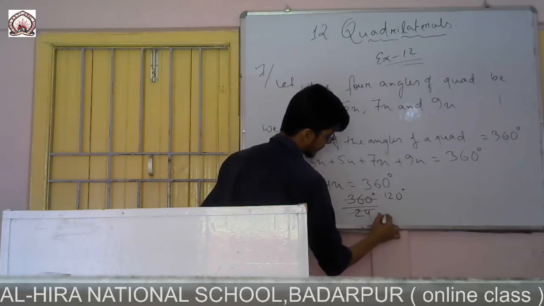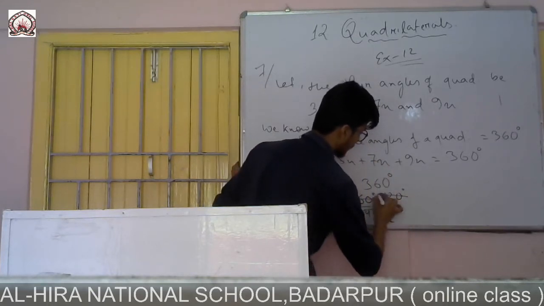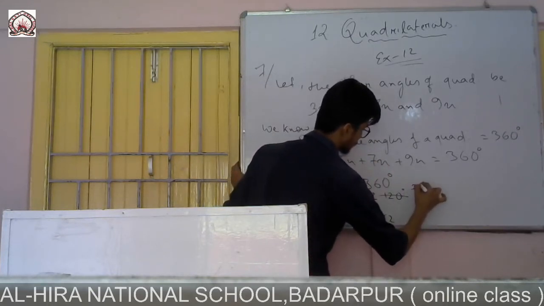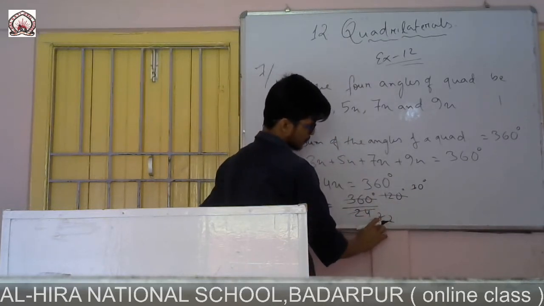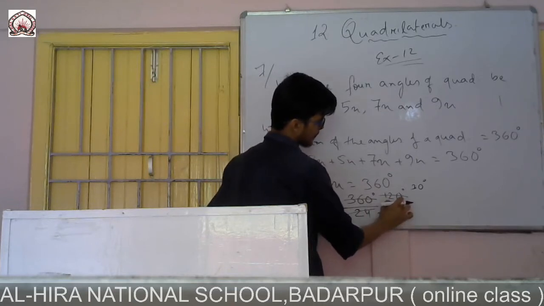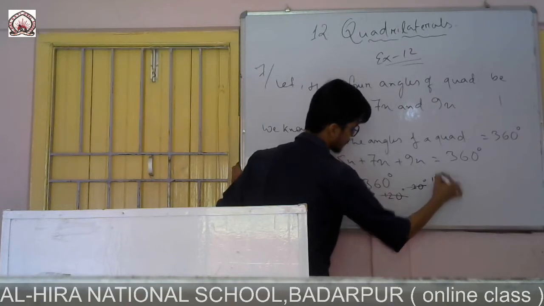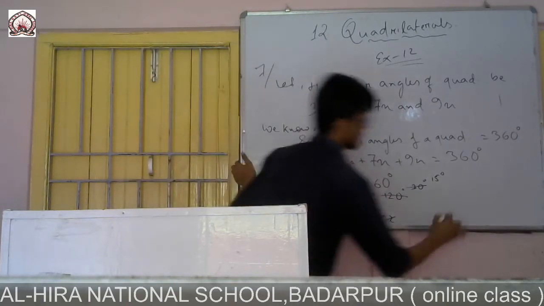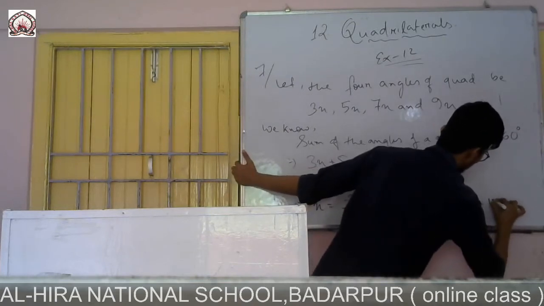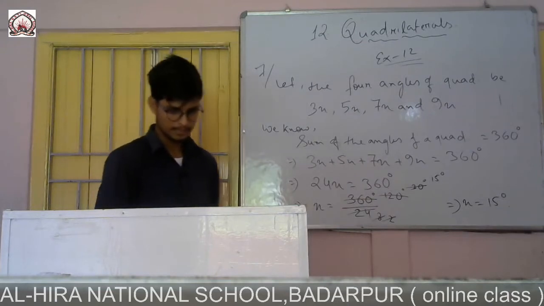With 8 I can cancel with 2: 4 twos are 8 and 4 threes are 12, 30 degrees. Then with 2 I can cancel, 2 fifteens are 30. So that means the value of x is 15 degrees. Therefore, x is equal to 15 degrees.